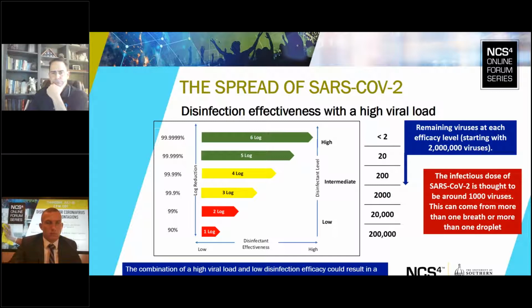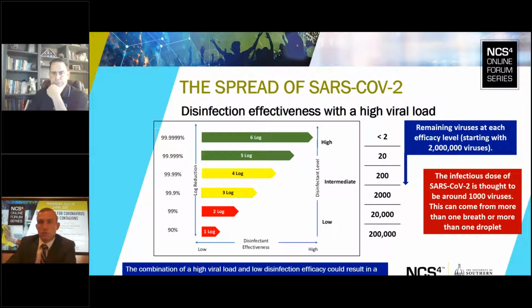And all the way up to about 4 log efficacy, or 99.99%, you may be leaving a large number of active viruses. Now, the infectious dose for SARS is thought to be around 1,000 viruses. So just for this example, if you don't use a disinfectant that has over a 99.9% or a 3 log efficacy, you may be leaving an infectious dose on that surface.